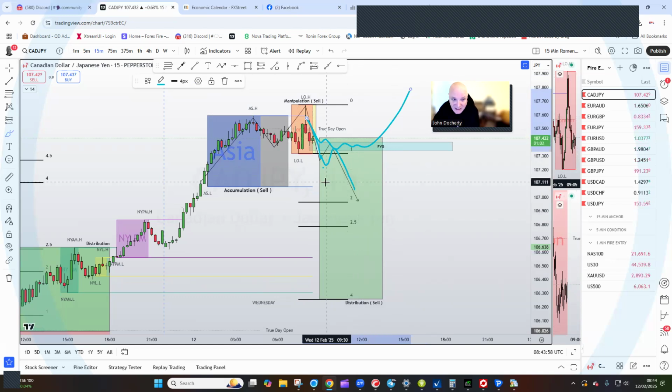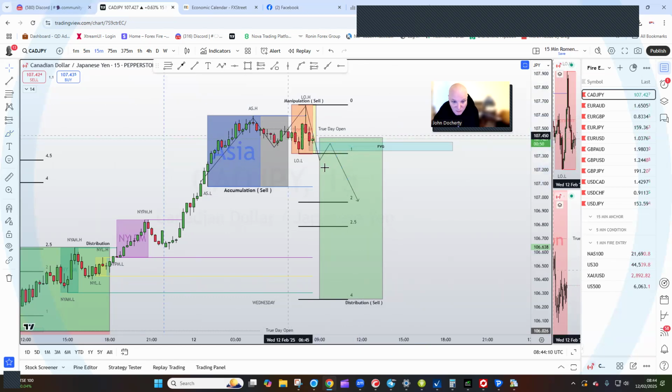But the AMD, that accumulation, manipulation, and distribution, this is the sort of process that I would be looking at with regards to a momentum shift. That's the selling model of what we would be anticipating.